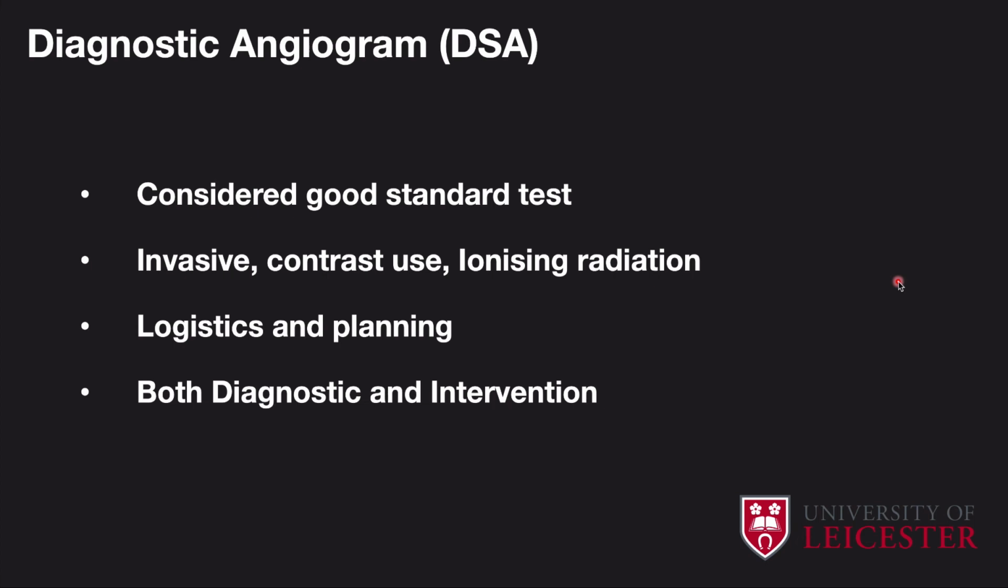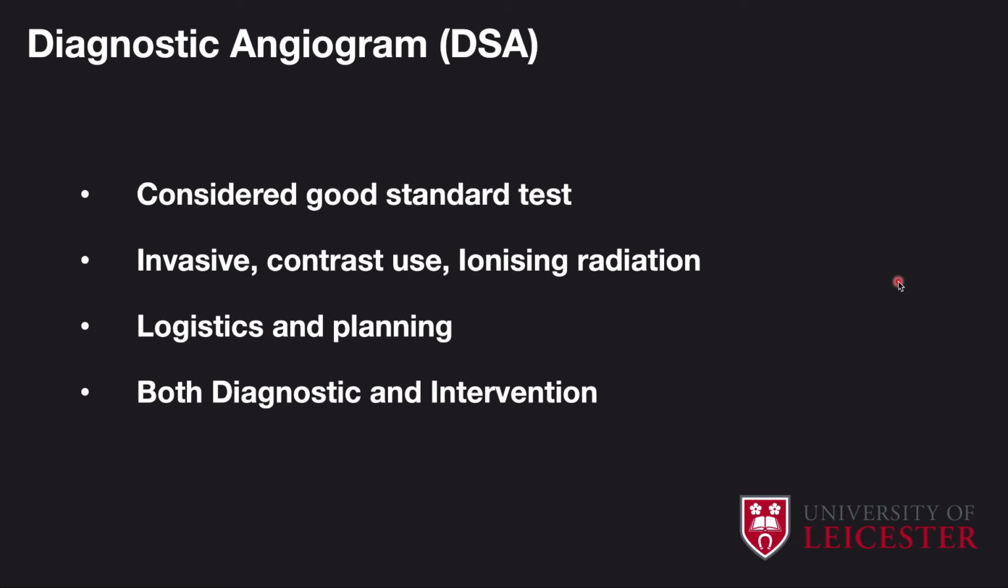And finally, let's talk about diagnostic angiogram. It has traditionally been seen as the gold standard for vascular imaging because the resolution is even higher than that of CT. It involves direct injection of contrast into a vessel and taking real-time images. It is, of course, invasive. Contrast and radiation dose can at times be even higher than that of a CT scan. It takes planning, it takes arranging for a theater space for this to be performed.